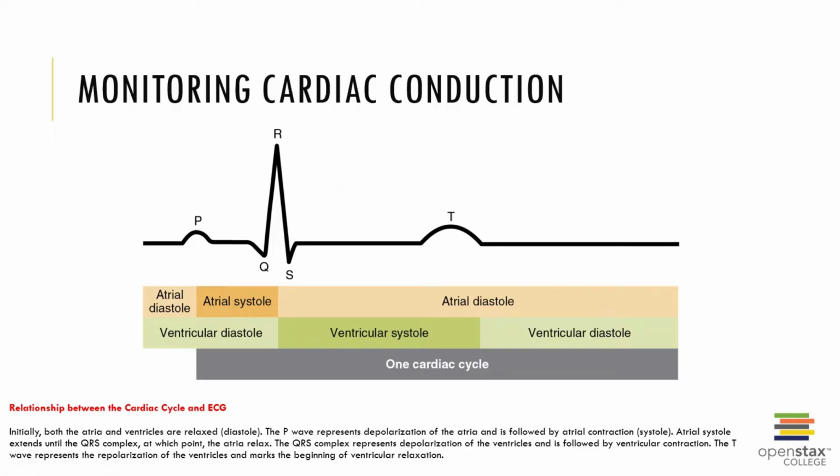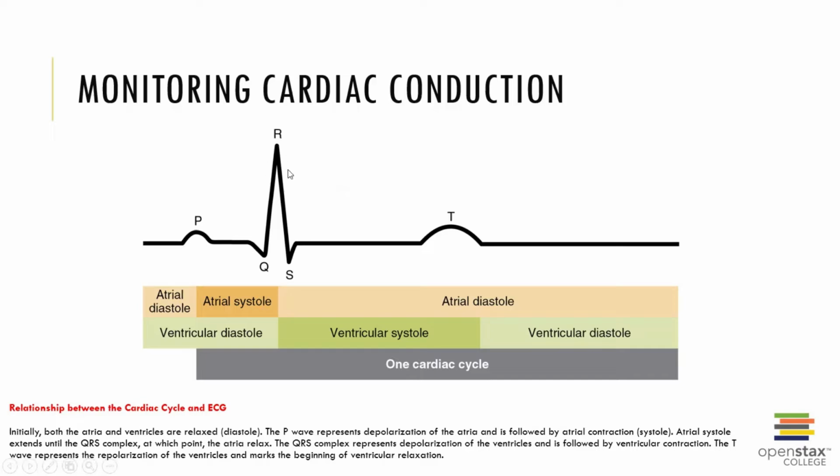Okay, looking at this in terms of the specific waves, we can see that the P wave here at the very start of the cycle represents the depolarization of the atria. It's followed by atrial contraction, which we know is part of the systole phase here. Then atrial systole extends until the QRS complex, which we learned about, at which point the atria become relaxed.